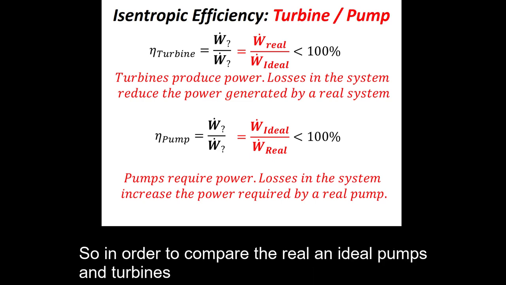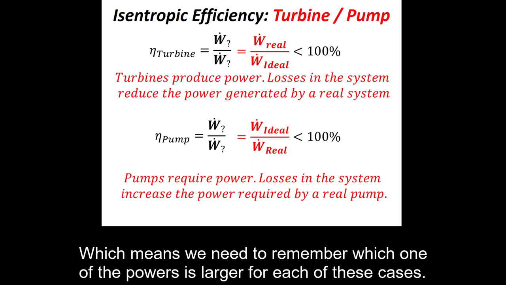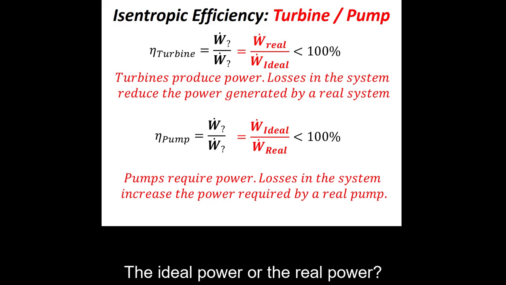So in order to compare the real and ideal pumps and turbines, we need to know something about isentropic efficiency, which means we need to remember which one of the powers is larger for each of these cases, the ideal power or the real power.